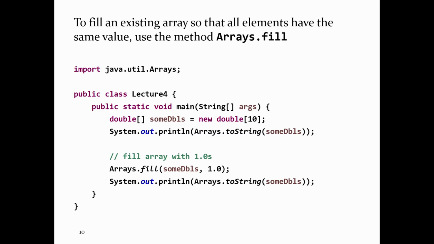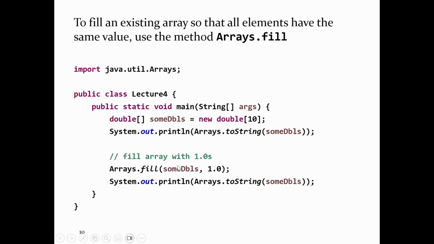If you want to set the elements of the array all to the same value, you can use this method called fill, which is also in the Arrays class. So instead of having 10 zeros, you might want 10 ones instead. Here's my variable sumDoubles. On the right-hand side, I make an array of 10 doubles. If you print that out using Arrays.toString, you'll get 10 zeros. If you would prefer to have 10 ones, you can either write a loop and fill in the values yourself, or you can use fill.